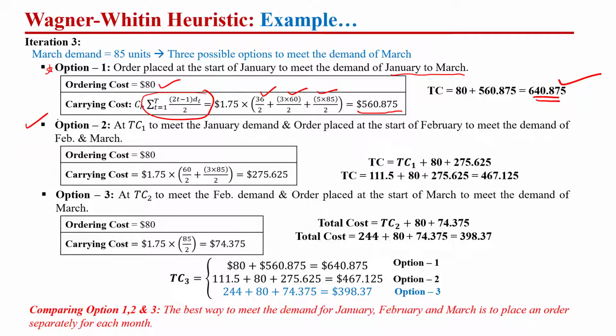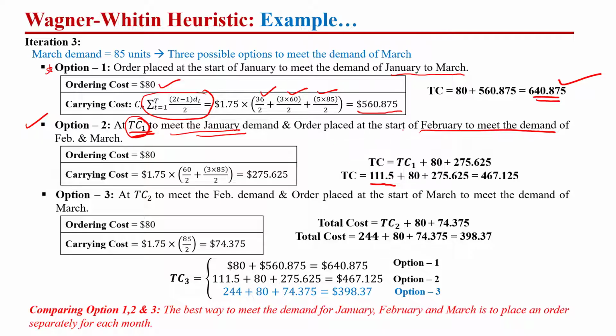The second option is TC1, which is the optimum cost in order to meet the demand of January. So that means we decided that in order to meet the demand, we should place the order at the start of January. So now we have to decide from February to March, right? So that means we are going to place the order at the start of February to meet the demand of February and March, as well as we have already decided that in order to meet the demand of January, we should place the order at the start of January. Against that, we have already calculated the total cost TC1, which is basically this one.